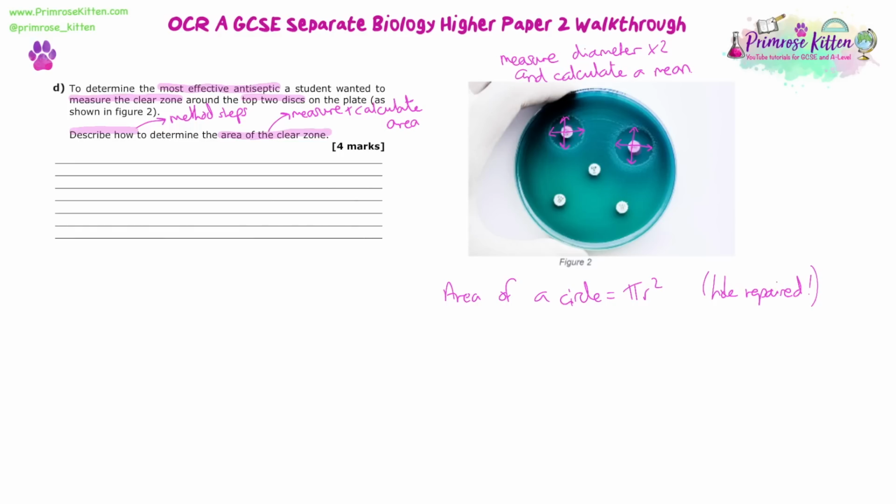So this is a bit of a maths question as well. But realistically, as long as you've described how you would measure it, how you would calculate the mean, and then say that we'd use that mean diameter to calculate the area, that's really all we need here. So: measure the diameter of the clear zone around each disc twice at right angles to each other, calculate the mean diameter for each disc, and then using the mean diameter, calculate the area using pi r squared.